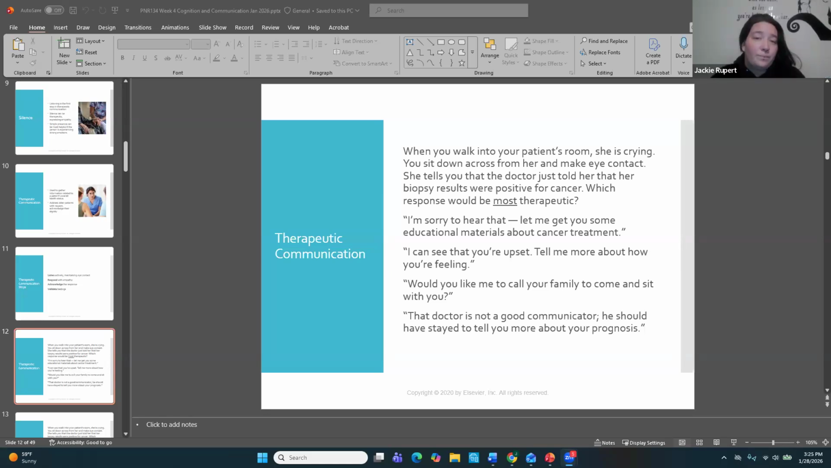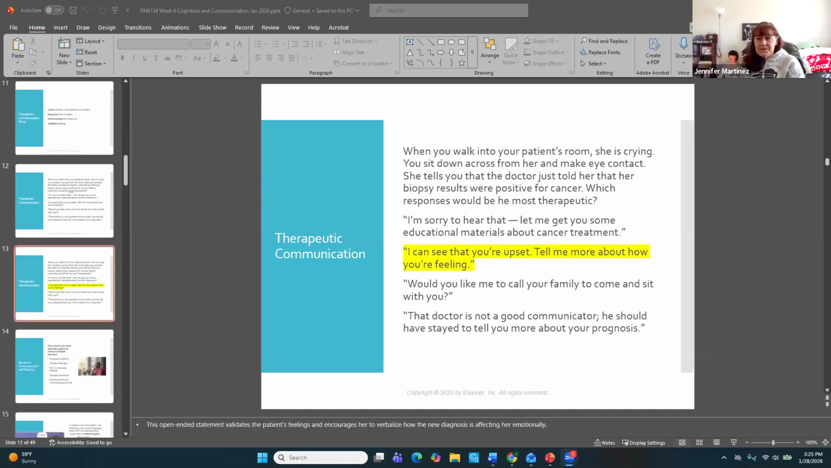The second one. Okay, the second one. Absolutely. I can see you're upset. Tell me more about how you are feeling. This helps to build that therapeutic relationship. It shows empathy, right? And it's allowing them to verbalize their feelings and try to just get some of those things out. Good job.